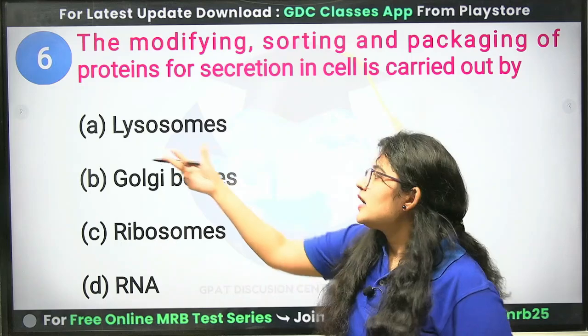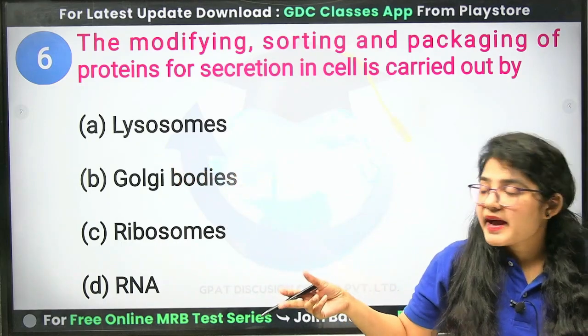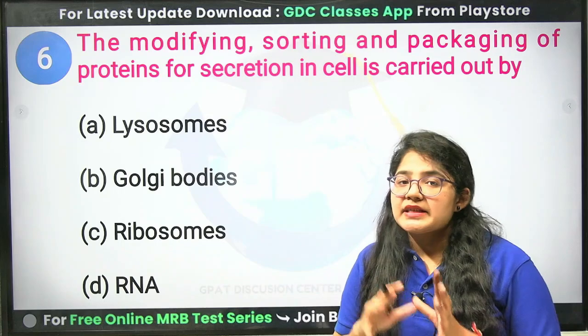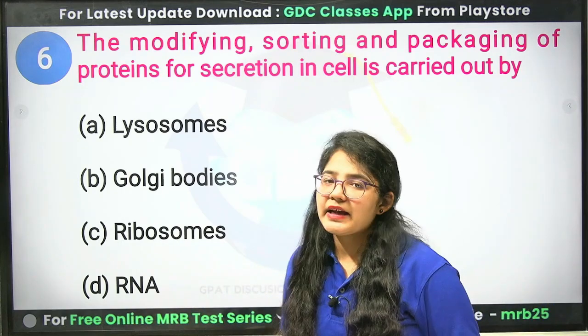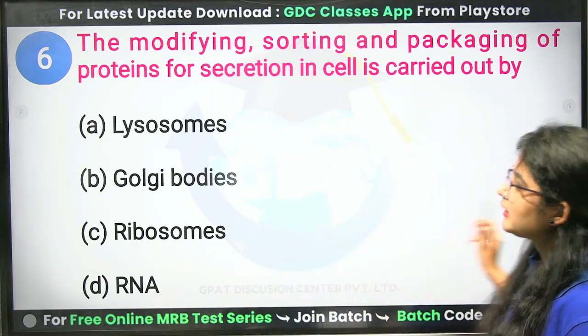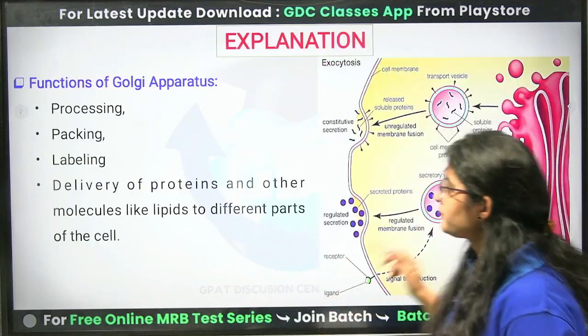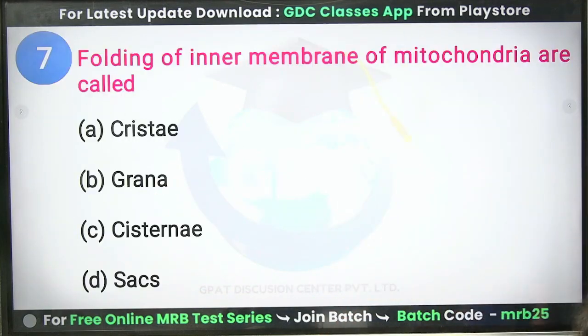Clear? Lysosome is known as the suicidal bag. Ribosome is known as the protein factory. RNA is your genetic material. Clear? So, what will be the correct answer? Your Golgi bodies. Clear? Next question.